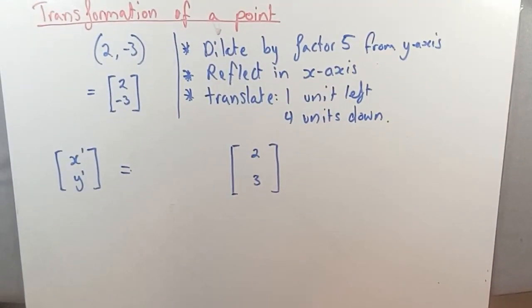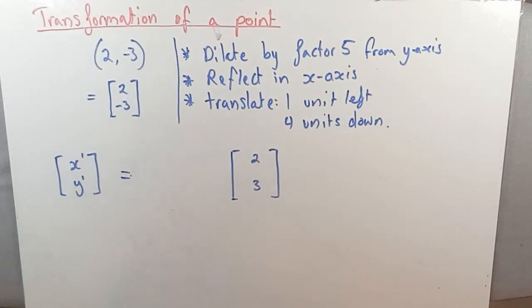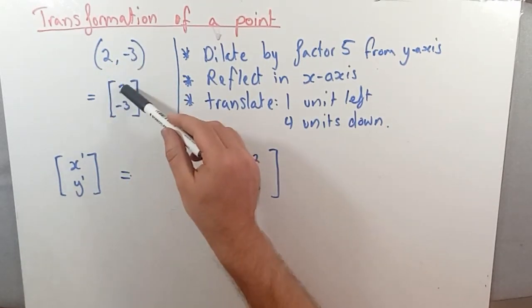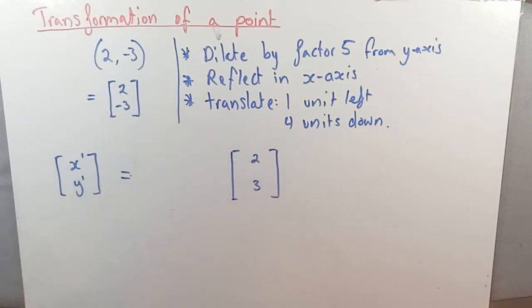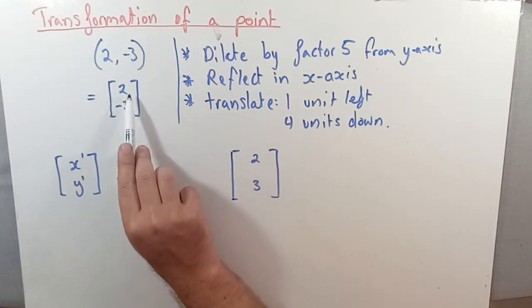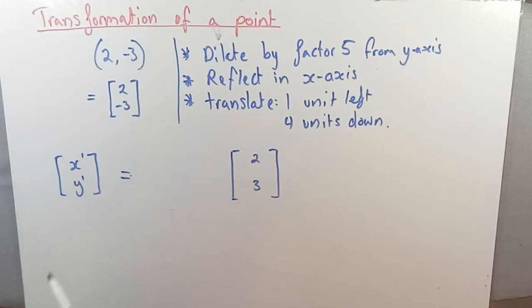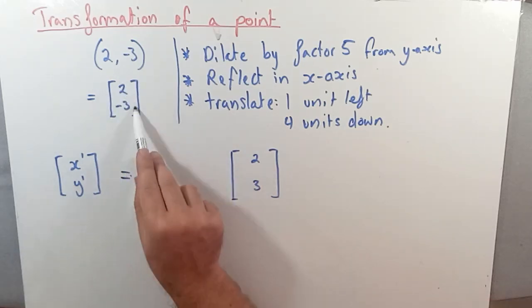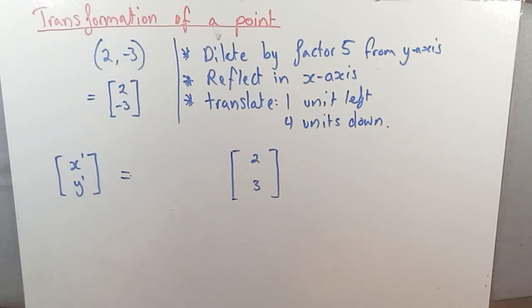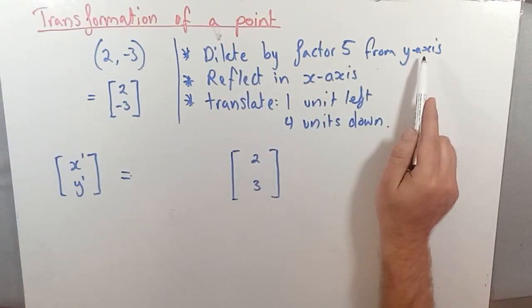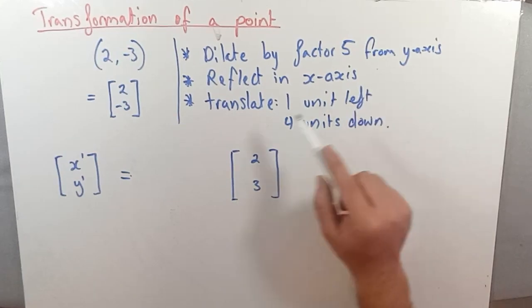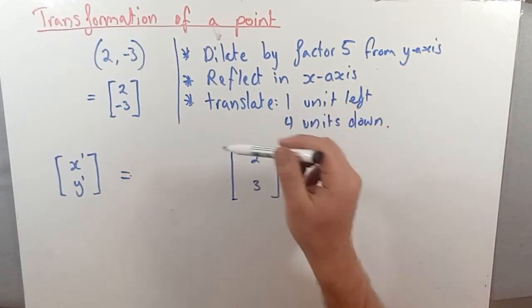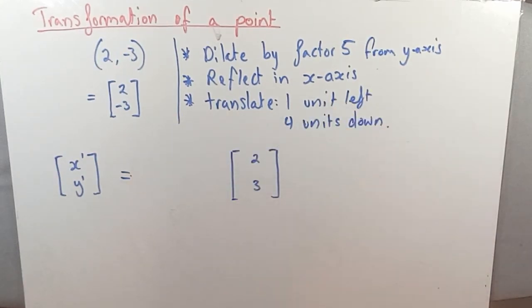Here we've got a transformation of a point. We're just going to take the point 2, negative 3, and write that as a matrix. We always write a point as a 2 by 1 matrix, 2 rows, 1 column, and the x value goes up top, y value goes there. We're going to dilate it by a factor of 5, reflect it in the x-axis, and then translate 1 unit to the left and 4 units down.